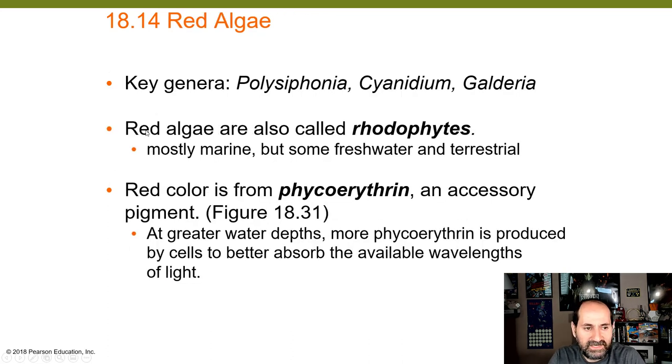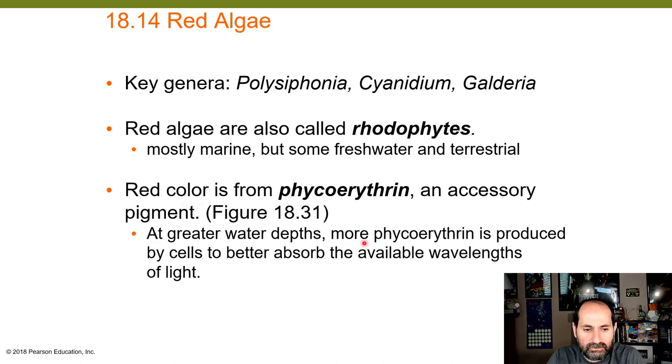So let's talk about the red algae, which are also known as the rhodophytes. They're mostly marine, but some are freshwater and terrestrial. The red color is from phycocyanin. Am I pronouncing that right? Phycoerythrin, an accessory pigment. That's what gives it the red color.